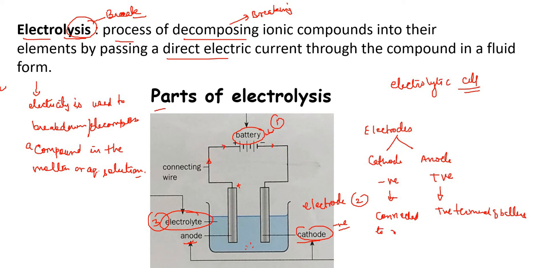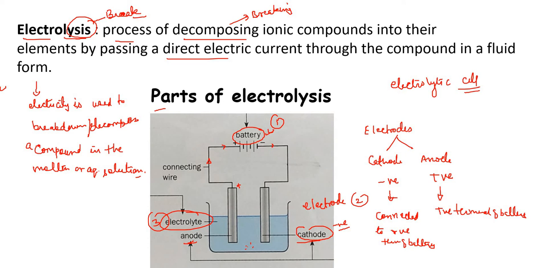Connected to the negative terminal of the battery. Okay, so now what have we finished? We have finished the function of the battery, component 1, electron, and now we are going to talk about electrolytes. Basically, an electrolyte is the solution which is going to break down. So there should be some kind of ionic form.